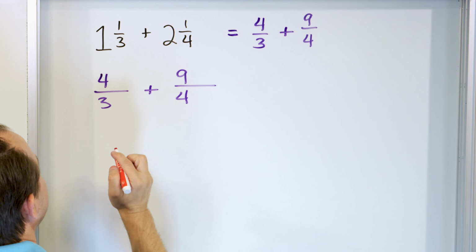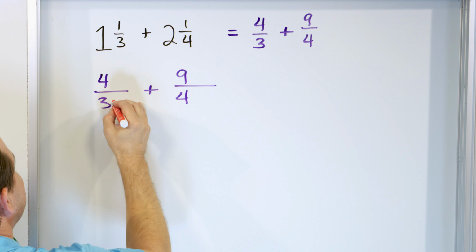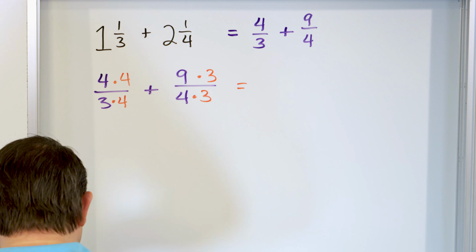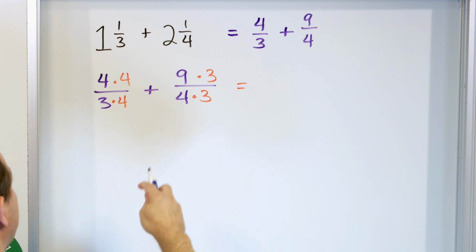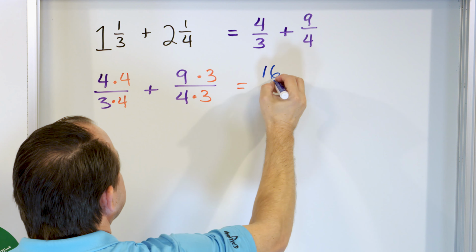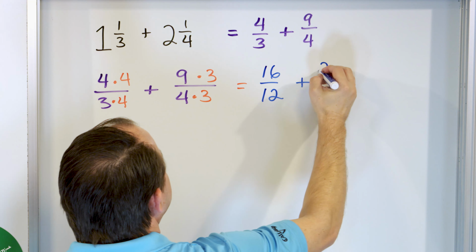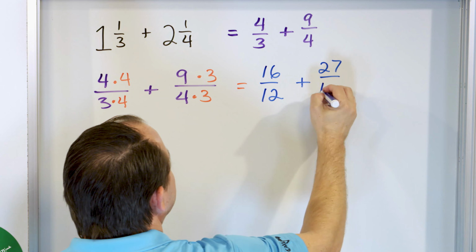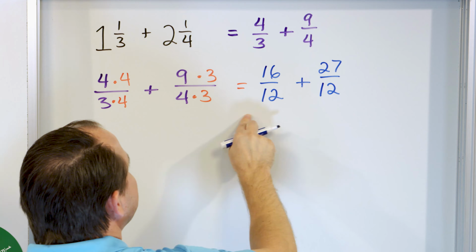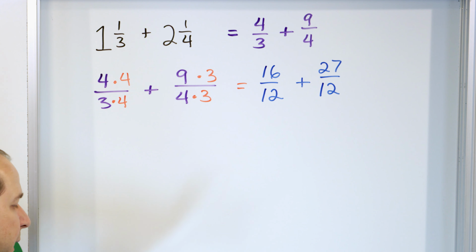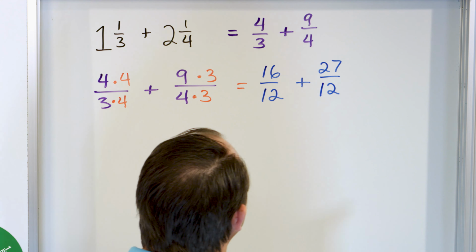And in order to get that denominator of 12, I multiply by 4 on the top and the bottom, and here I multiply by 3 on the top and the bottom. What's that going to do? Well, I'll get a denominator of 12 because 4 times 4 is 16, 3 times 4 is 12, 9 times 3 is 27, and 4 times 3 is 12. So you see, I have 2 common denominators, 16/12 and 27/12.